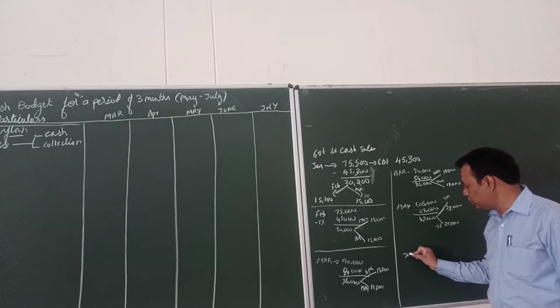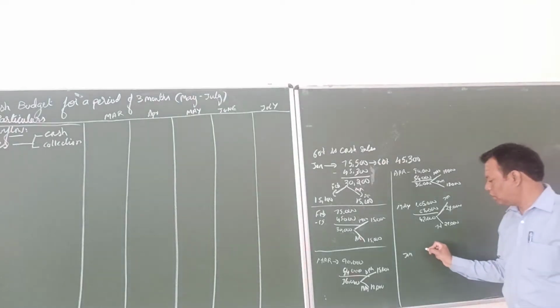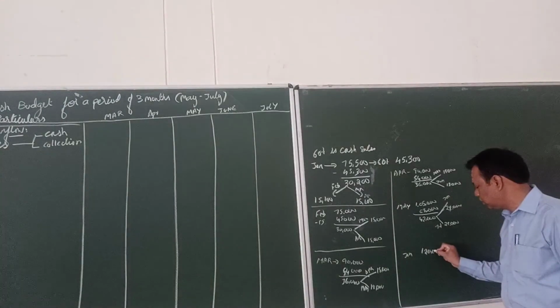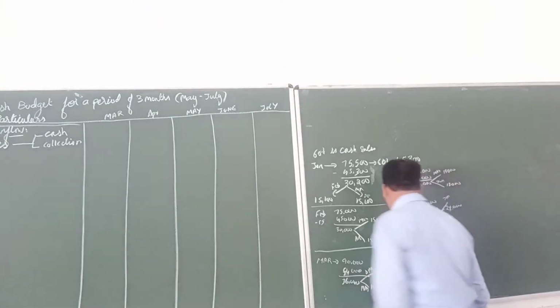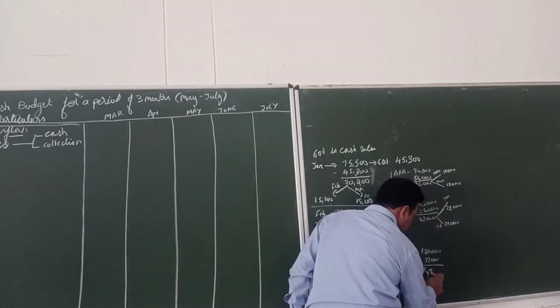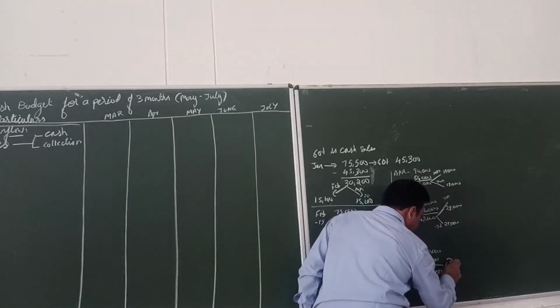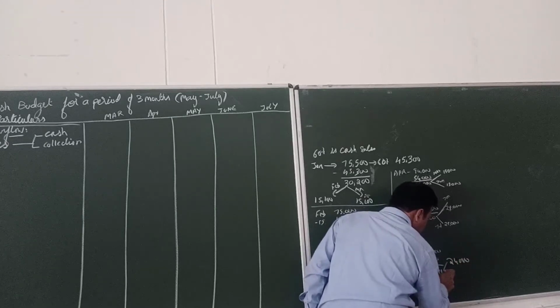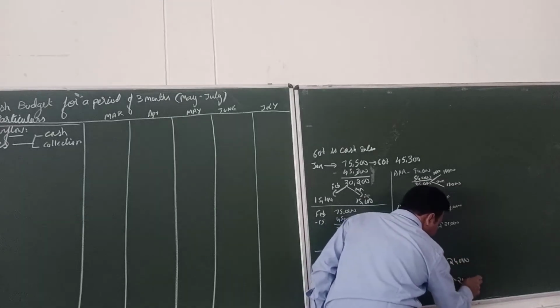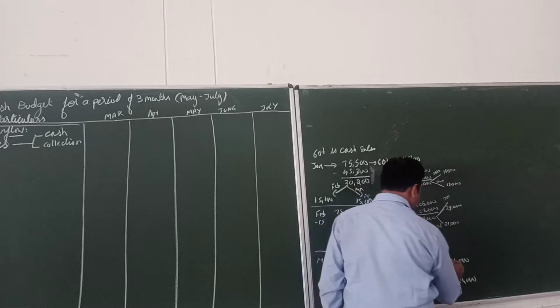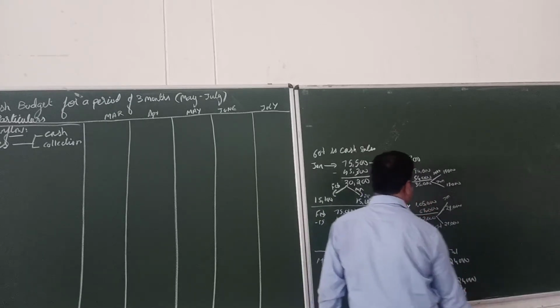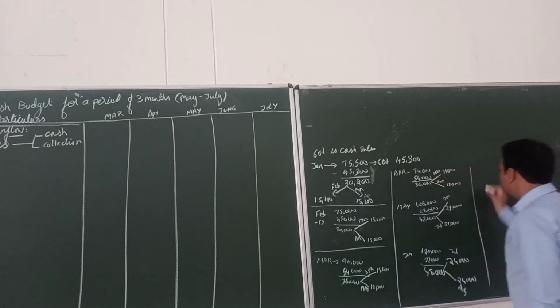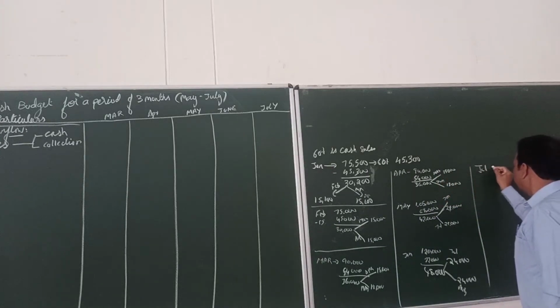Then if it comes to June, 1,20,000. 72,000. Balance 48,000, 24,000. Again 24,000. So June means it is July and August. In the same way, if you do it for July, what is sales of July?